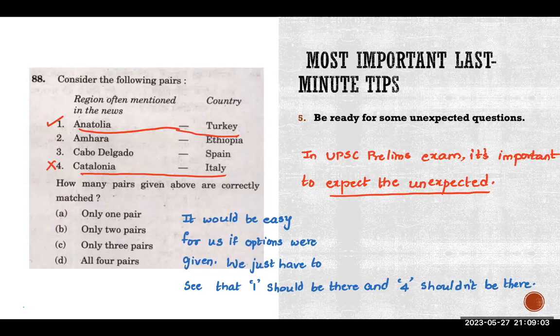Even if it is 1 pair, 2 pairs, 3 pairs, 4 pairs, have the presence of mind to think what it could be. If you are able to bring it down to a couple of options, great. If you're not able to get it, it is okay. If it is going to be difficult for you, it is going to be difficult for everyone else as well, correct? So keep that in mind as well.